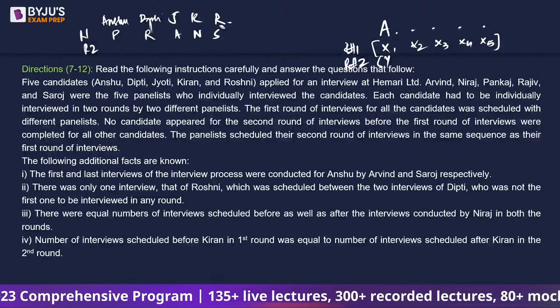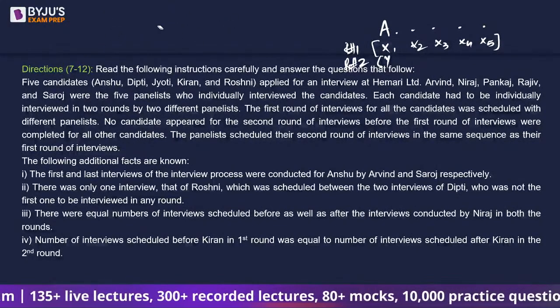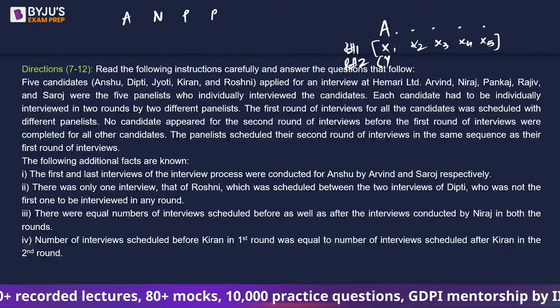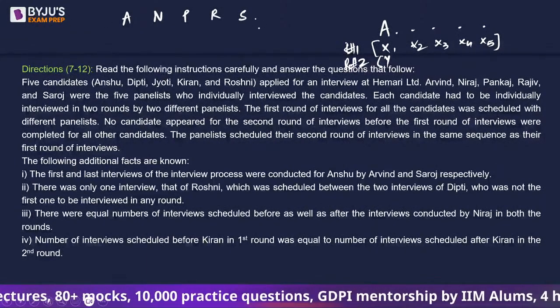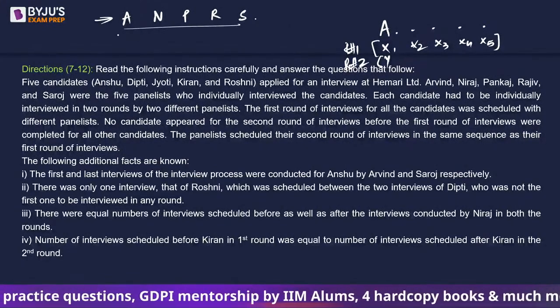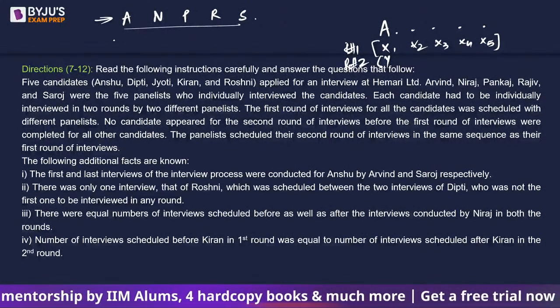Instead of this, if we happen to write down the names of the panelists, because it doesn't change. So we will write down Arvind, Neeraj, Pankaj, Rajiv and Saroj. यही sequence नहीं है, but I'm saying suppose this is the sequence in which the panelists took the interview. सबसे पहला interview Arvind took, the next interview Neeraj took.